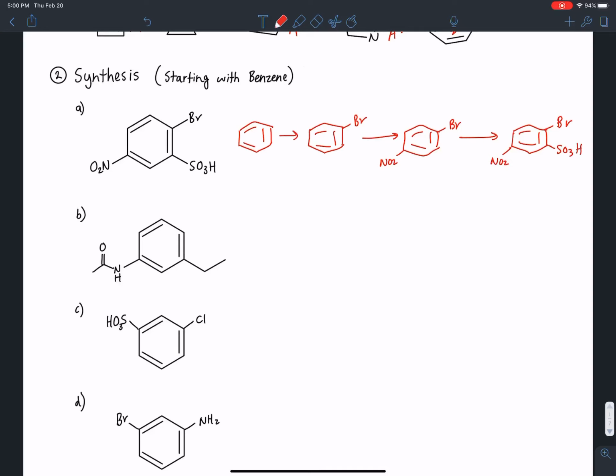Now, notice if you tried other stuff, you might get an answer, but let's see. Like if you put the NO2 first, then the very next thing has to go meta to it. Okay. Now you can't put the Br next, because if you put the Br next, it'll be at 1 and 3 position. You want the Br with NO2 to be at 1 and 4 position. So that'll mess it up.